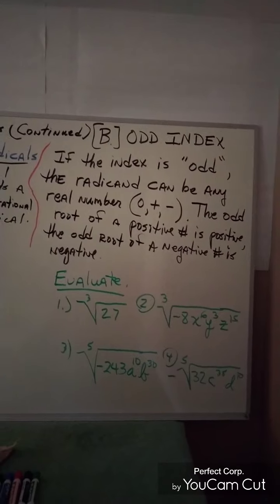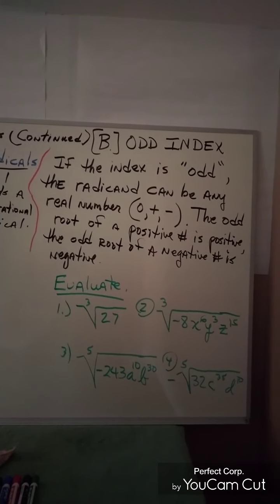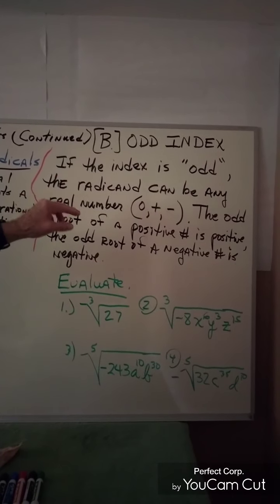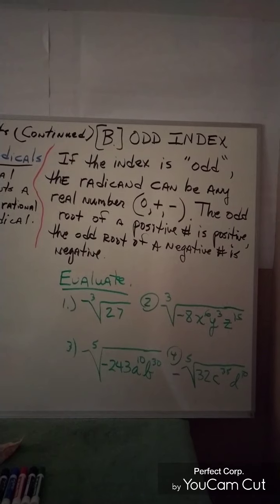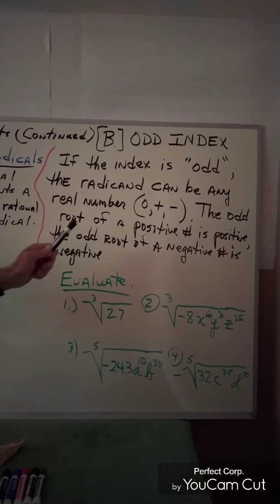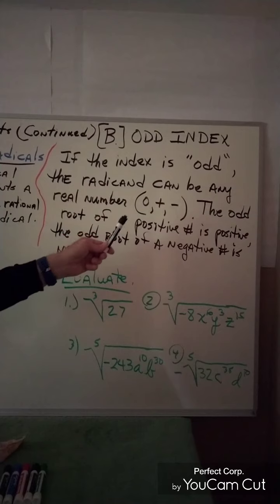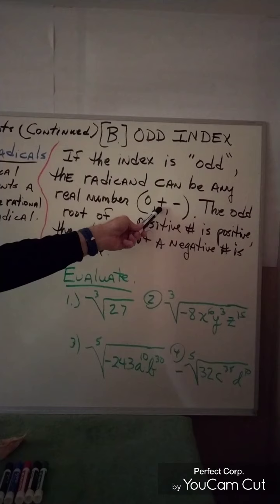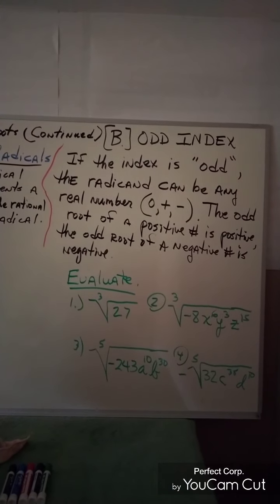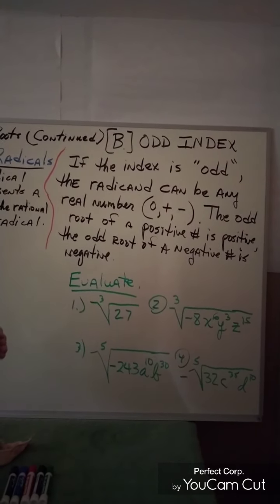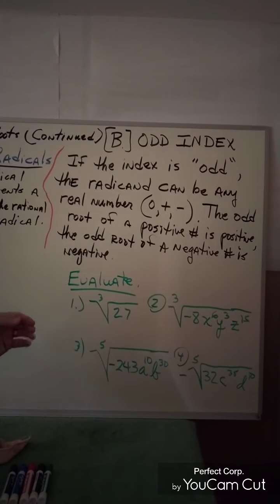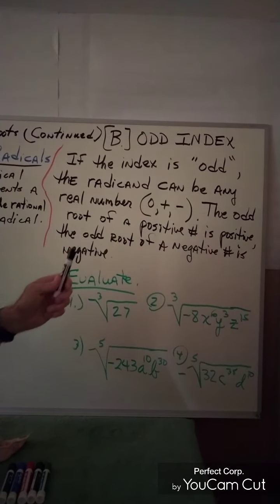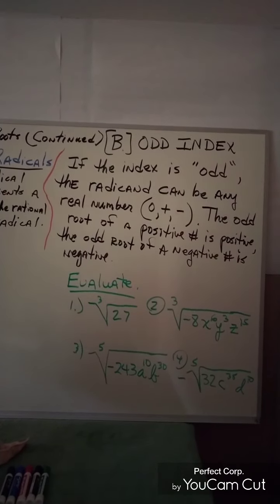If the index is odd, what does the radicand have to look like in this scenario? If the index is odd, the radicand can be any real number. It can be 0, which it's not going to be for us. It can be positive, or it can be negative. So if the index of the radical expression is odd, the radicand can be any real number. It can be a positive, or it can be a negative.